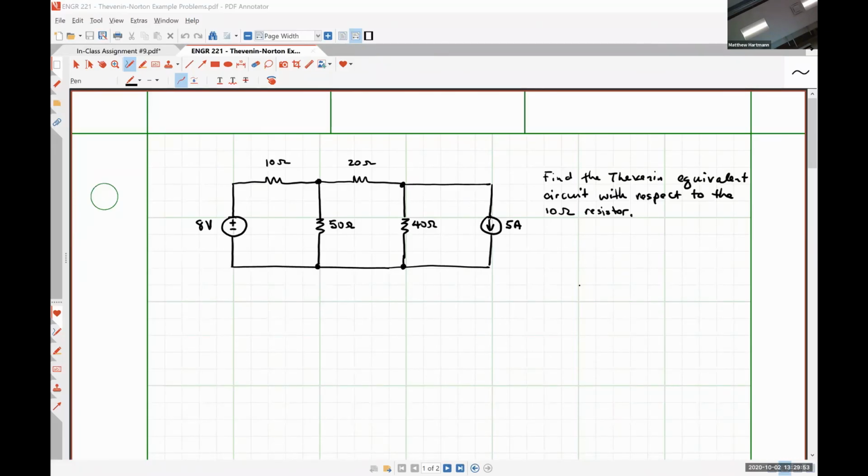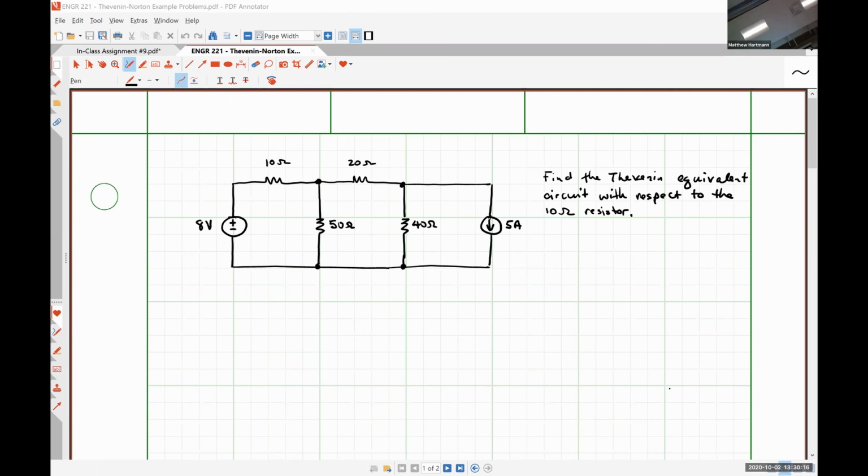Today we're going to be talking about Thevenin and Norton equivalent circuits. I have 2 examples prepared. The first of which is finding the Thevenin equivalent circuit with respect to a particular component, okay? Whenever we're trying to find the Thevenin equivalent with respect to a component, we always have to remove that component from our circuit in order to perform our analysis.